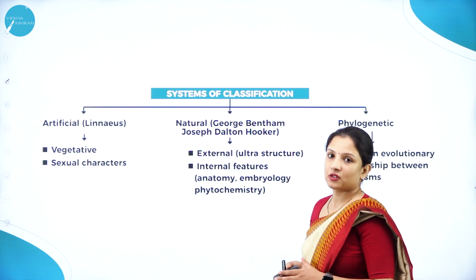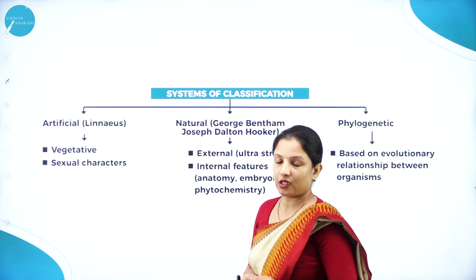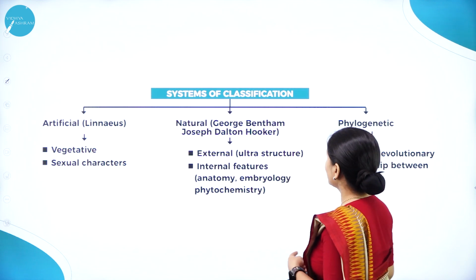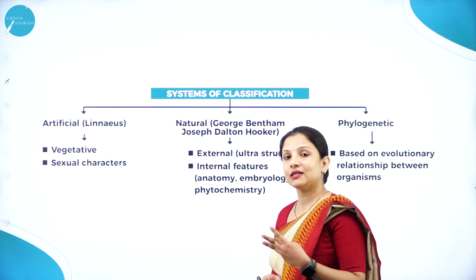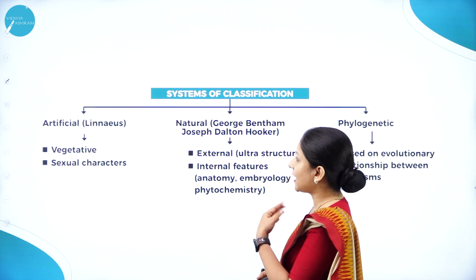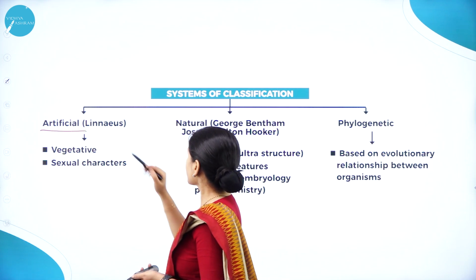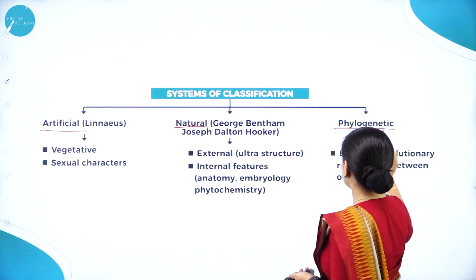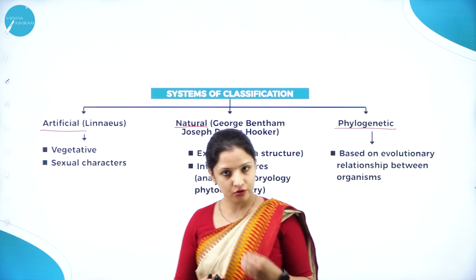In this chapter, first there is the topic called system of classification. The system of classification was given by 3 important scientists, and there are 3 types of classification. One is the artificial system of classification, the other one is the natural system of classification, and the third one is the phylogenetic system. And the phylogenetic system is the one that is followed today.